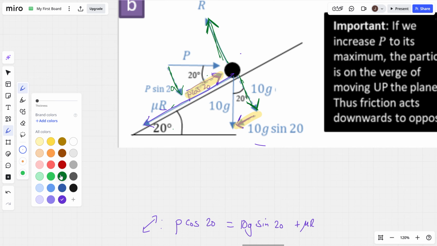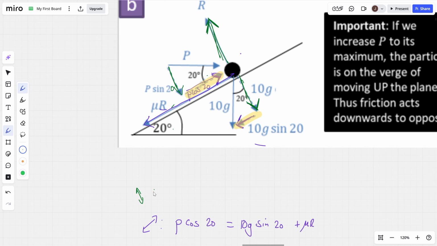And then perpendicular. R is equal to two things this time. There's two things going into the slope. And R has to be strong enough to deal with both of them. So R is actually going to be a bigger number this time, isn't it? Yeah? So P sine 20 plus 10G cos 20. Okay? So again, we've got our simultaneous equation situation.